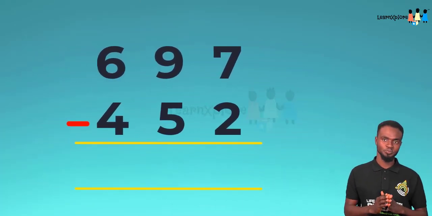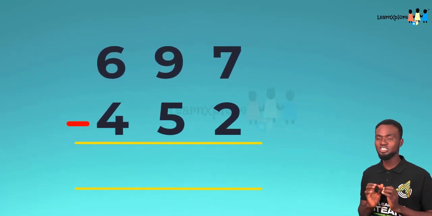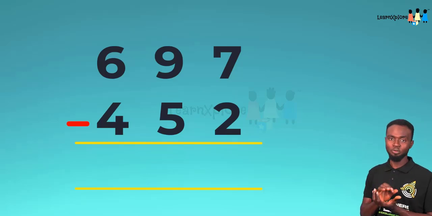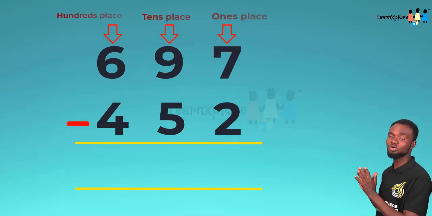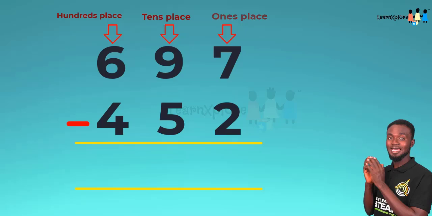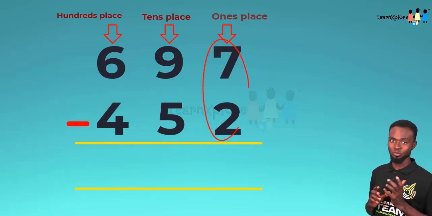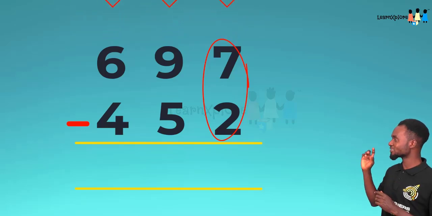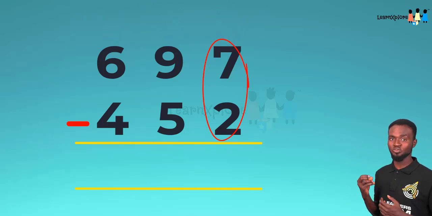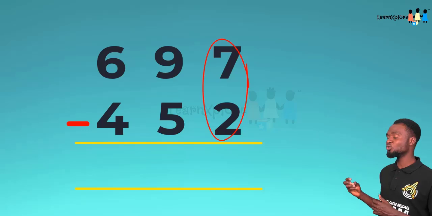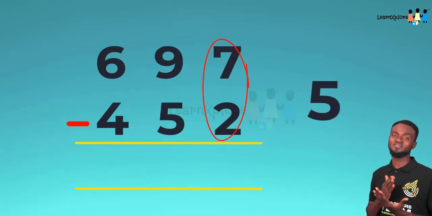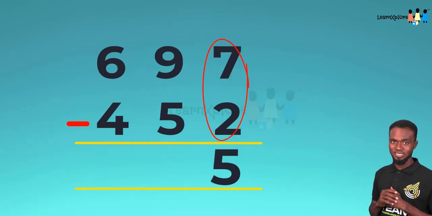So we have 697 minus 452. Like I said, the first thing you should learn is how to arrange the numbers properly so that all the numbers in the ones column, tens column, and hundreds column are in the same place. Then you start subtracting from the numbers in the ones place. In this case, we have 7 minus 2, that is, you are taking away 2 from 7. Taking away 2 from 7, you'll be left with 5. You write the answer in the ones place.